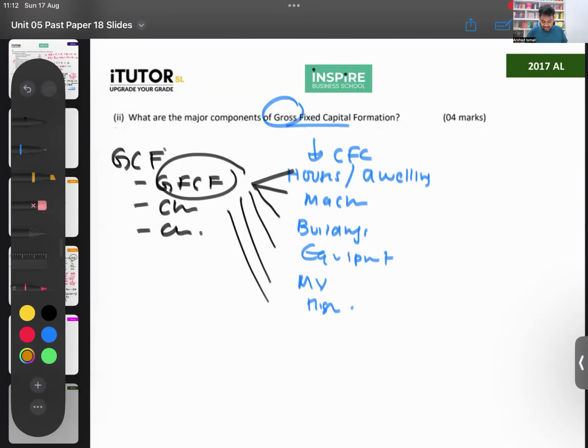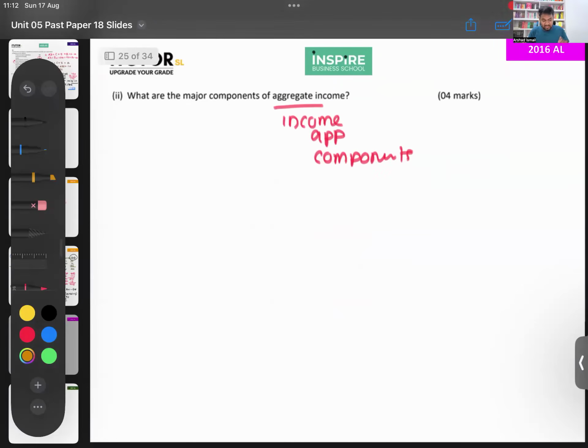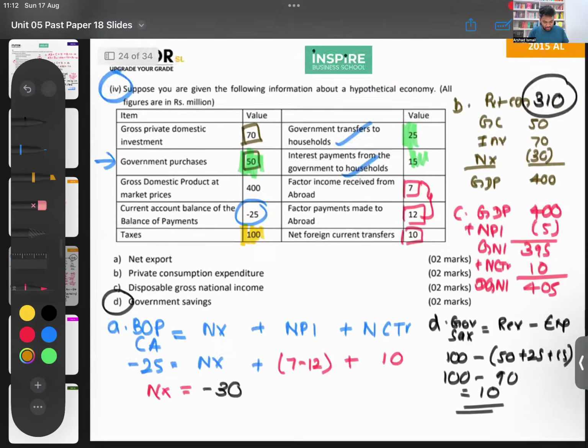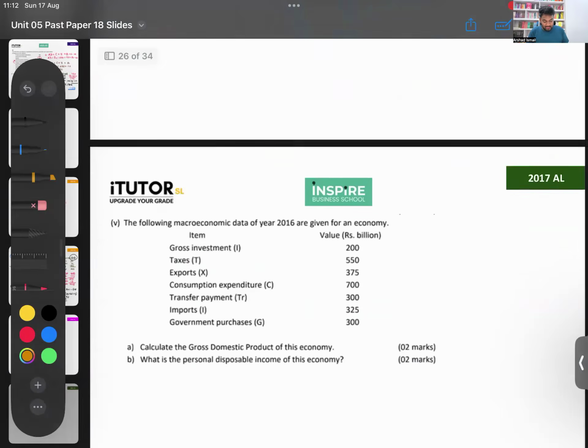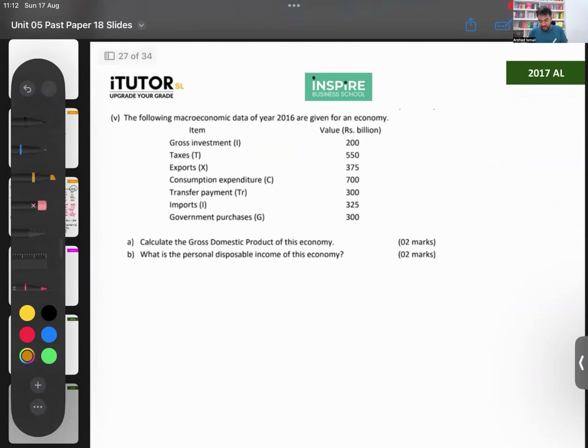This is 2017. Question 5 part 2. When you say income, you write the components of income approach. That is easy. Right. 16 is the component of income approach. Okay. Then 2017. Okay, there's a calculation. Part 5. They've given thing, they're asking for GDP and personal disposable income.